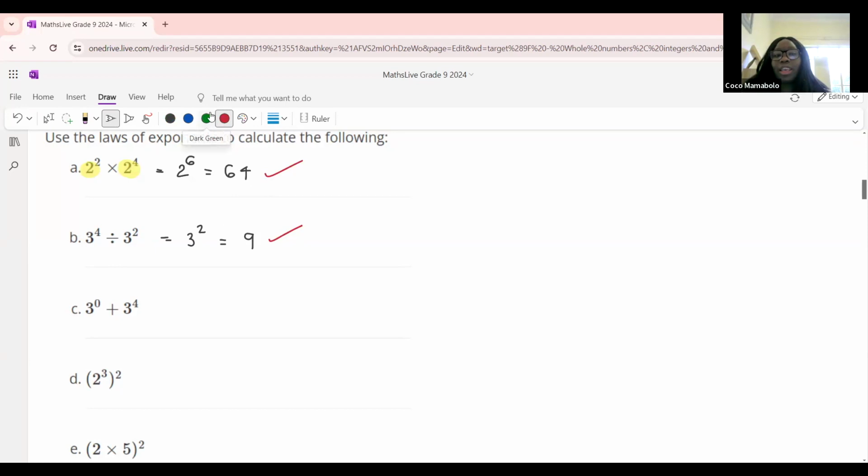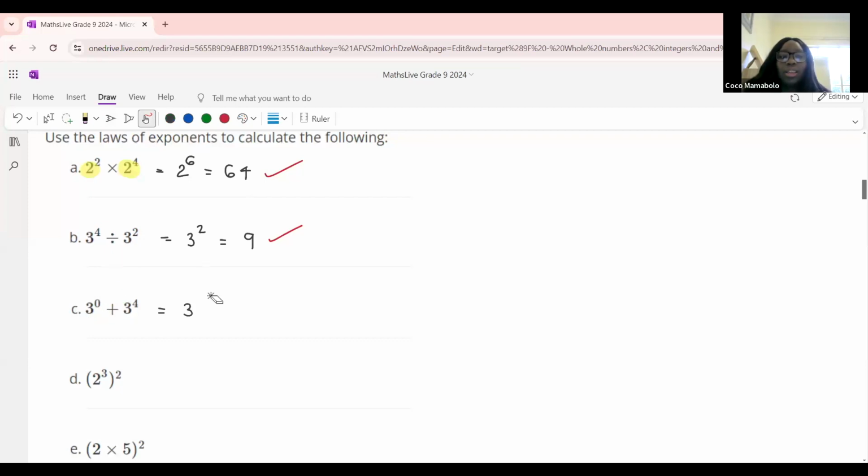All right. 1 mark, 1 mark. Okay, now over here in question C, I want us to be very careful, guys. We need to note here that they're not actually multiplying. We are adding. So I can't now say that my like bases are being multiplied, so I'm going to keep my base and add my exponents. I can't do that. I can't say that they're being multiplied. They're not. They're being added to each other.